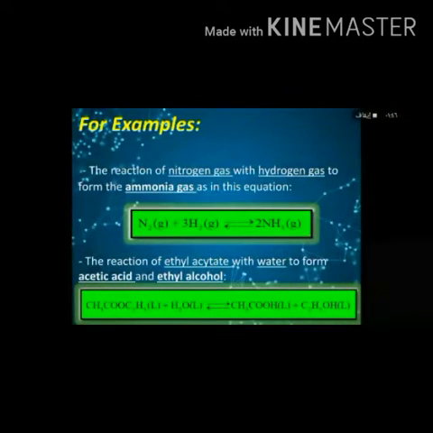For example, the reaction of nitrogen gas with the hydrogen gas to form the ammonia gas, as in this equation, or the reaction of ethyl acetate with water to form acetic acid and ethyl alcohol, as in the following equation.